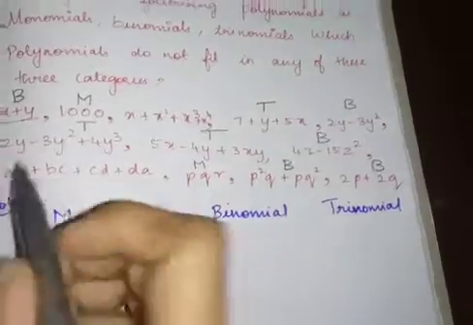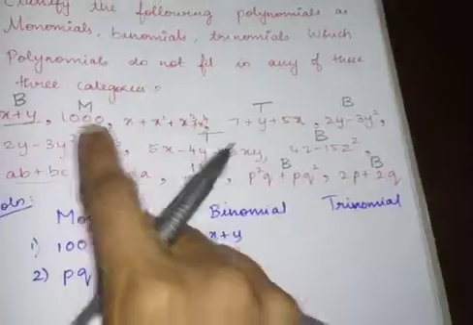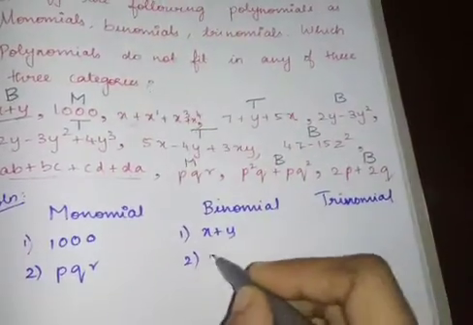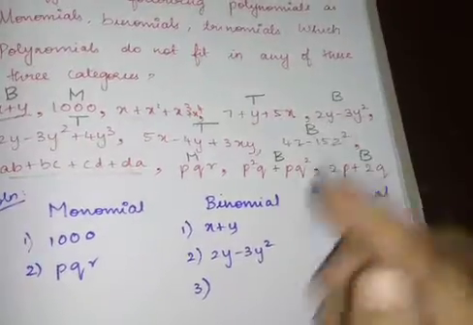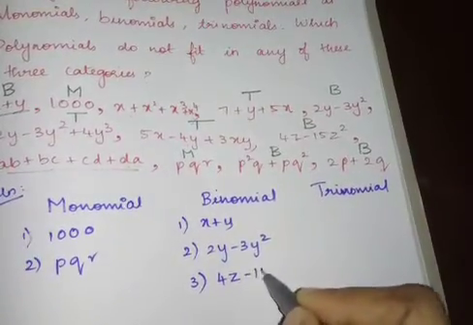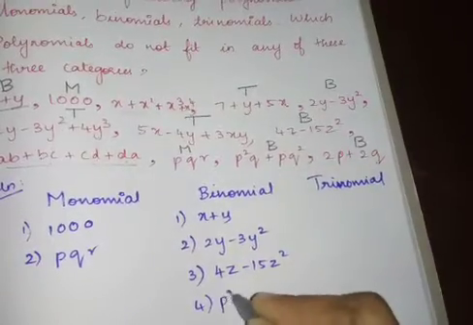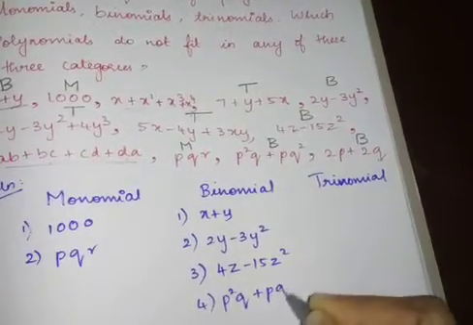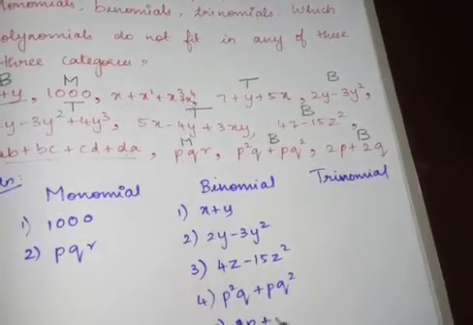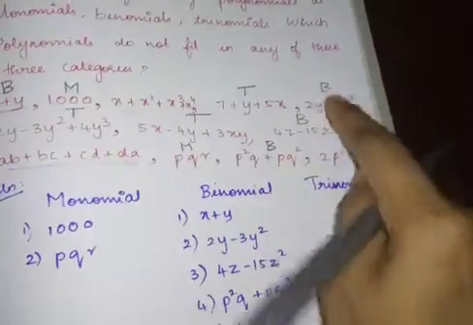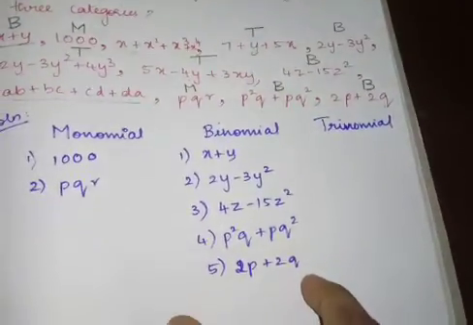Next, binomial. X plus Y. Next, where does this B come? Here. 2y minus 3y square. Next, 4z minus 15z square. Next, P square Q plus PQ square. Next, 2P plus 2Q. Okay, 1, 2, 3, 4, 5. 5 terms are there. So I wrote it under the binomial.